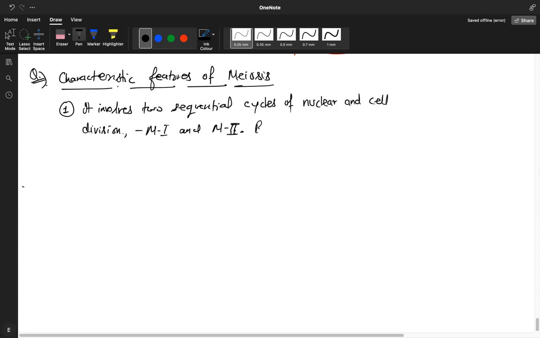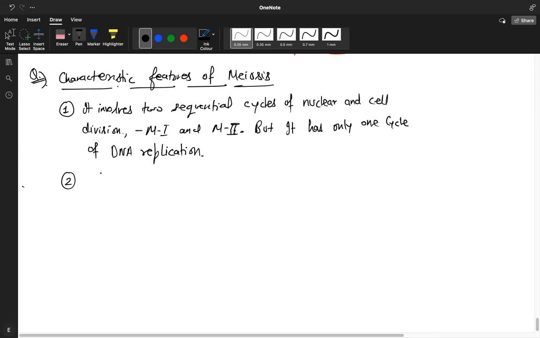But it has only one cycle of DNA replication. You understand? Now, where does it start? That is the second characteristic feature.